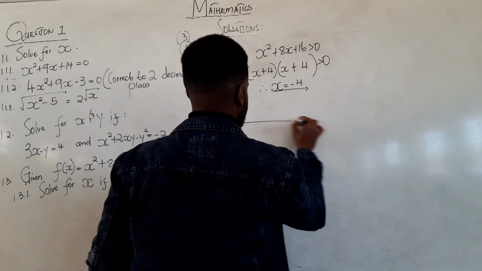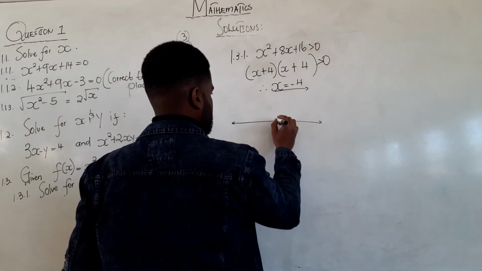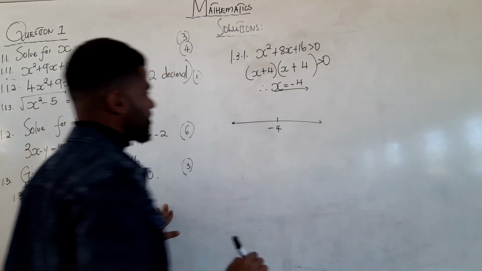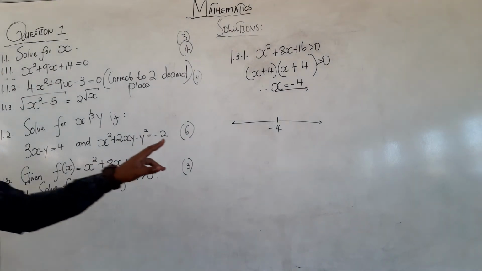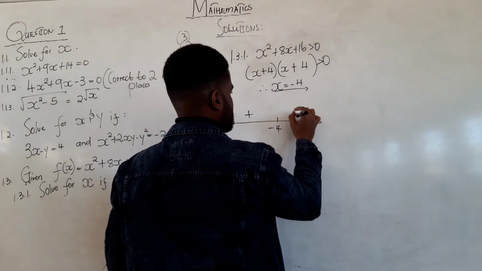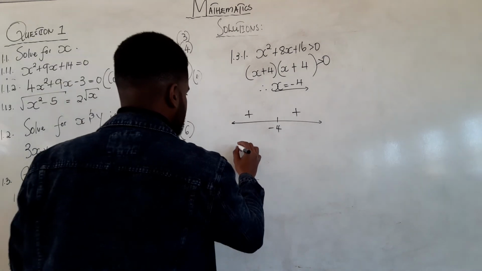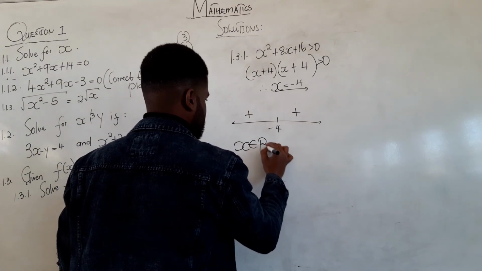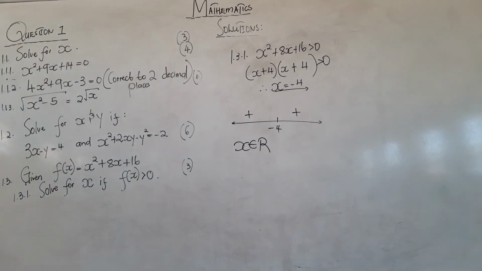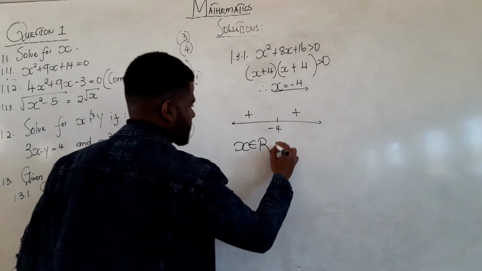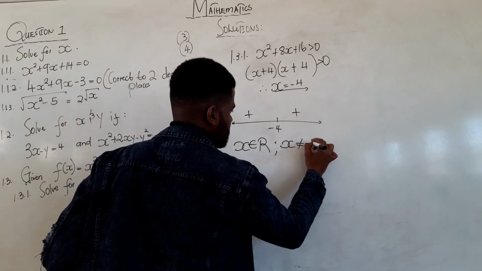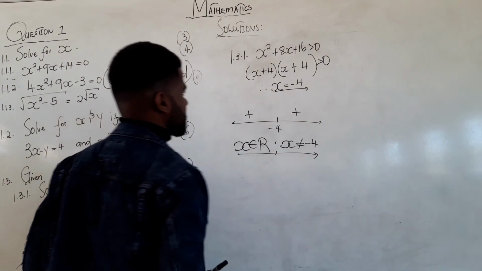Therefore, let us use this: this is our negative 4, and then this is positive, and then this is positive. And then after that, we have to write our domain, which is x is an element of real numbers. The value of x that you got is negative 4. But x can never be equal to negative 4, therefore you're going to say x is not equal to negative 4. And then you are done, guys.